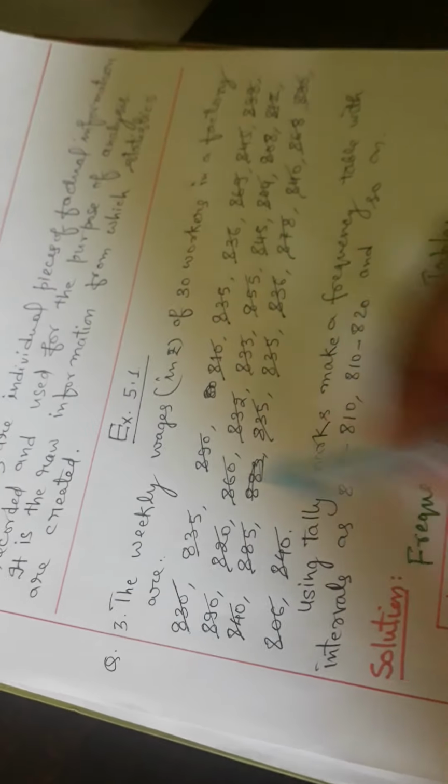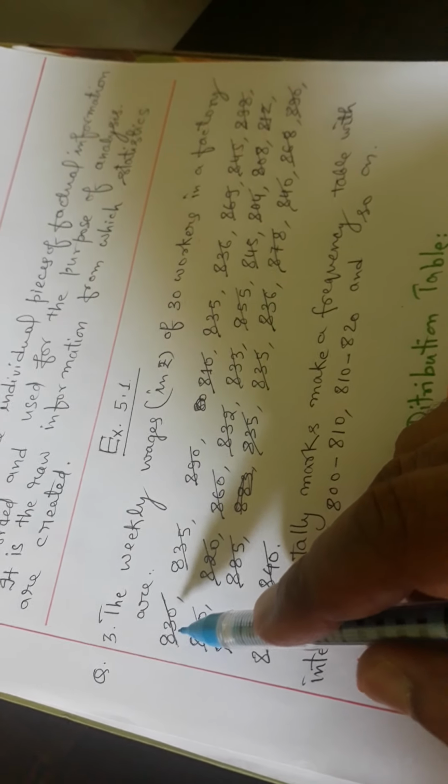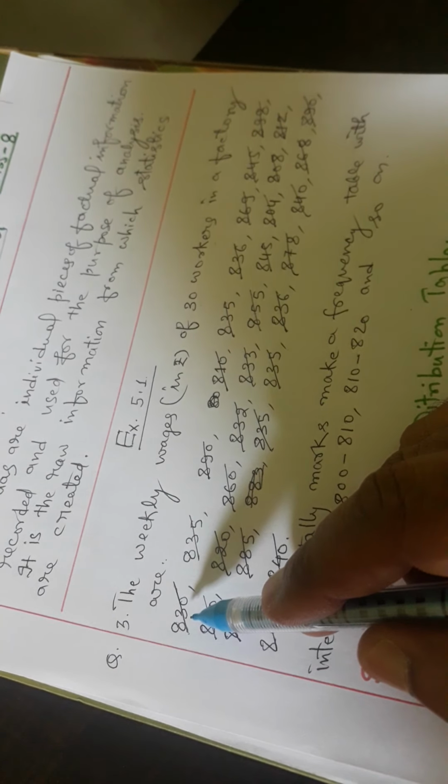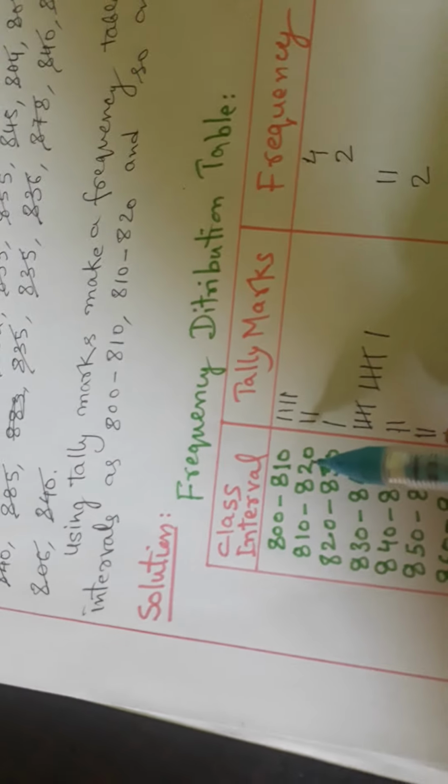Now this data, say this is the wage of one worker, 830. Now 830, in which interval is it lying?